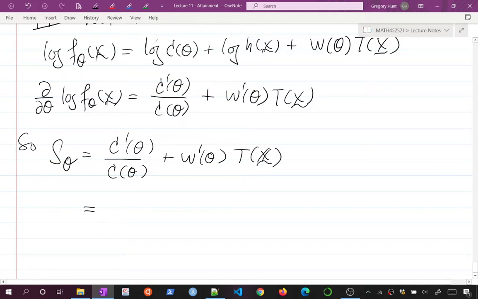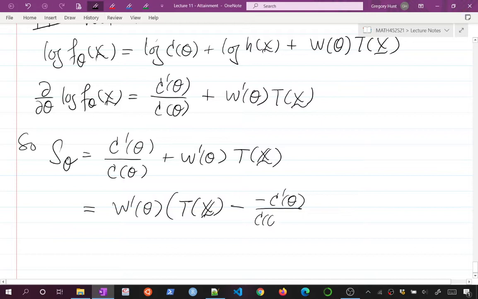And so we can do that. What are we going to do? What do we want to factor out? Let's factor out w prime of theta. Factor that out. We can have t of x, and then we want to write this as minus something. So let's say minus... okay, I believe those two things should be equal, right? If I cancel my negatives here, so I have negative negative, and then I multiply by w prime of theta, that will give me the above line.